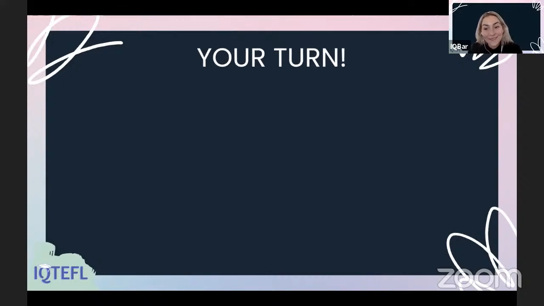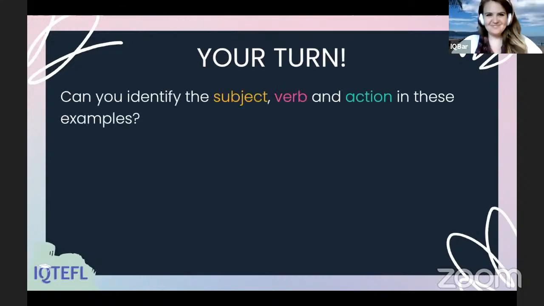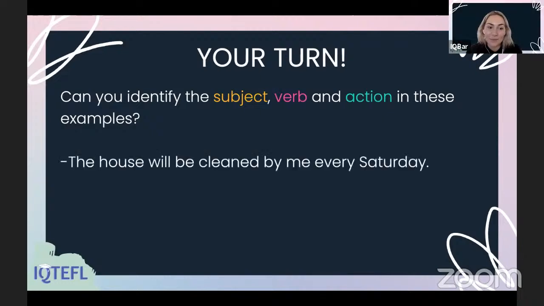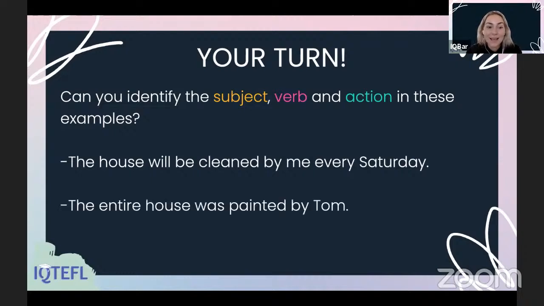So now it is your turn. Can you identify the subject, verb, and action in these examples? The house will be cleaned by me every Saturday. The entire house was painted by Tom.